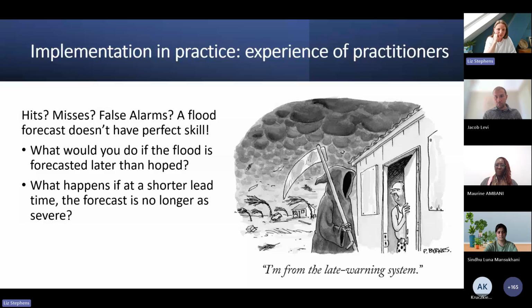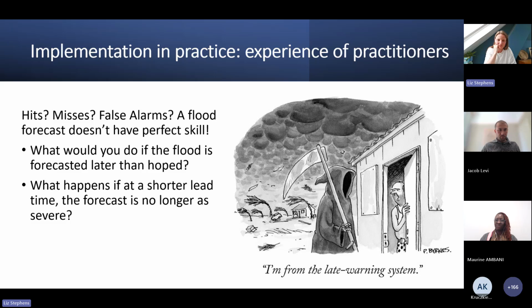So what might you do if the flood is forecasted later than you hoped? So you don't have a forecast at 7 days lead time, but you get one at 3 days lead time. Or what happens if at a shorter lead time, the forecast, which originally said there would be a massive flood, is no longer saying it will be a massive flood anymore? And these are some of the questions that the practitioners have to think through when implementing anticipatory action.